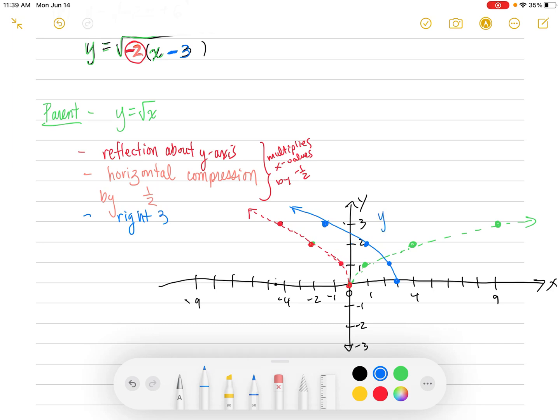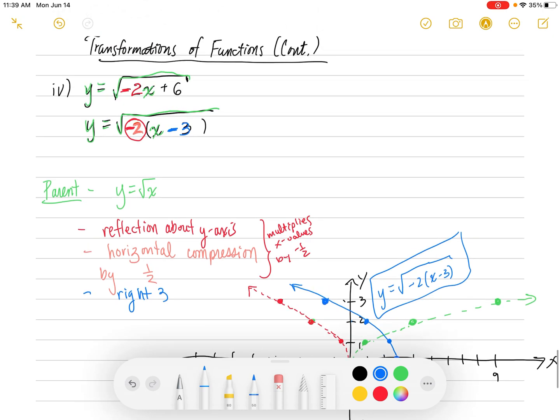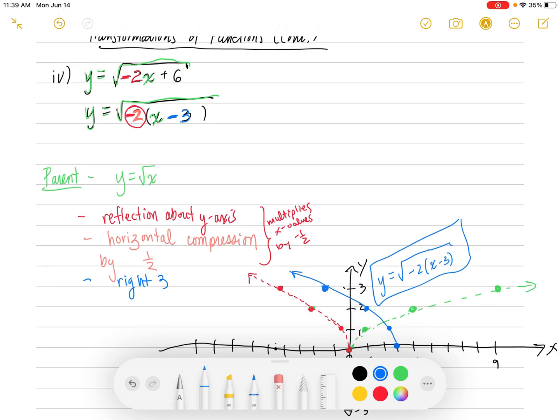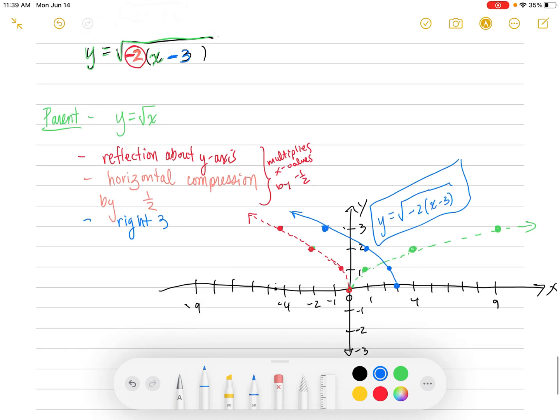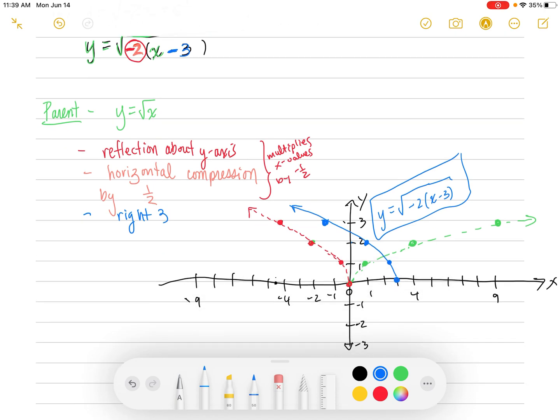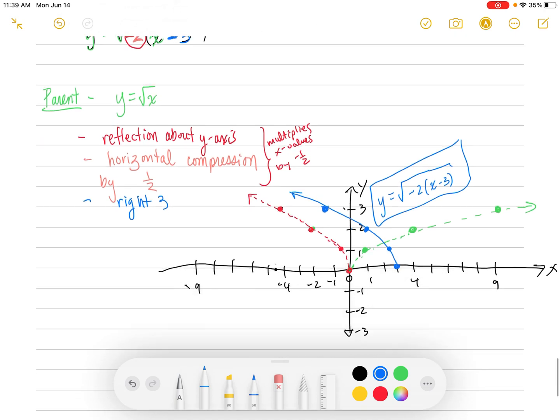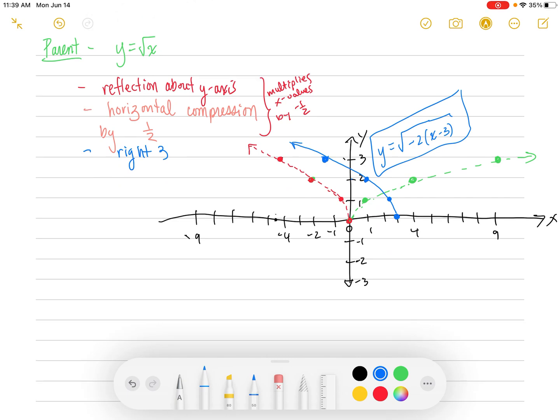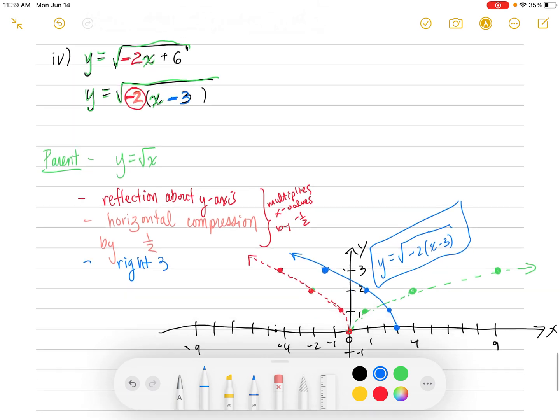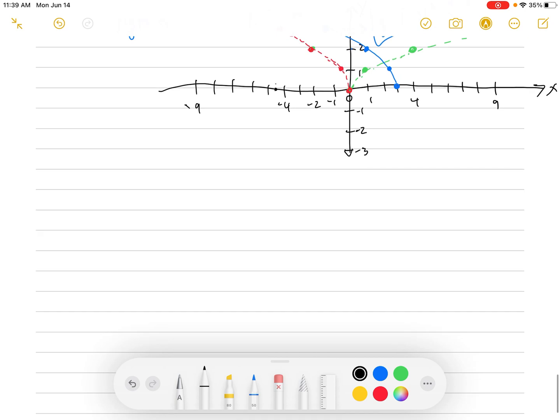I'll try to get rid of these other markings. Okay, there we go. So that's my final graph. This is y equals the square root of minus 2 times x minus 3 in parentheses, and then close out the parentheses. Or you can write it the other way if you want to, where you distribute the -2 through. Okay, so that's a slightly more difficult one because you have to do that factoring step first.